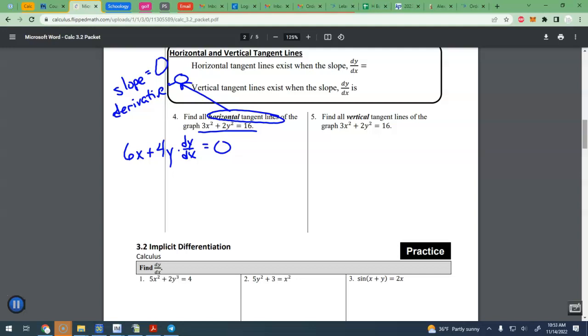Oh yeah, that works too. Yeah, yeah. Also, we're looking for horizontal tangent, but no, that makes sense too. No, yeah, you're right. The derivative of 16 is 0. That's why I was ahead of myself. So I'm going to solve this for dy dx.